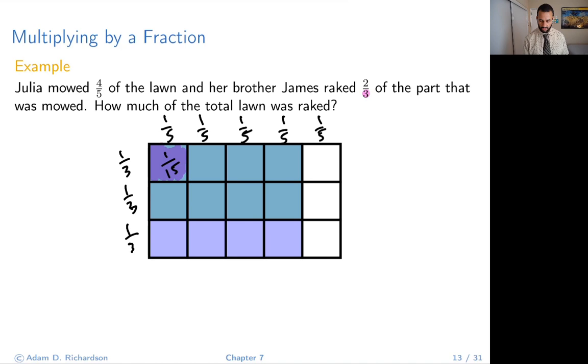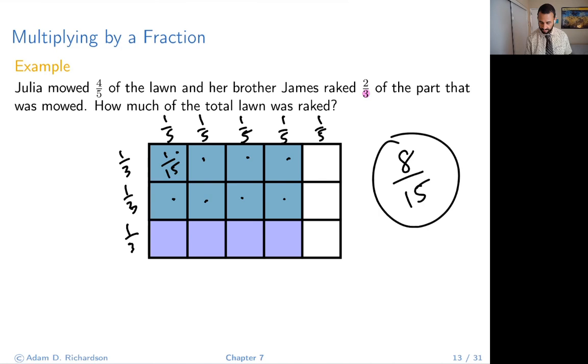So now my question is, how many of those 15ths are double shaded, or shaded in this aquamarine turquoise color? How many? Well, there's 1, 2, 3, 4, 5, 6, 7, 8. So the answer here is 8 fifteenths. 8 fifteenths of the lawn was raked.